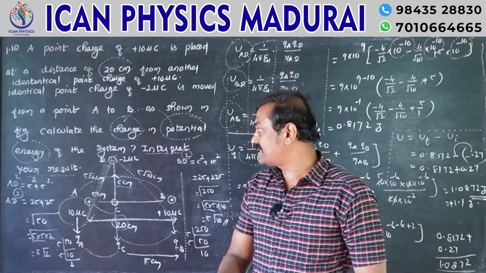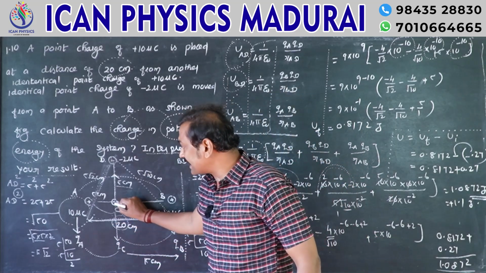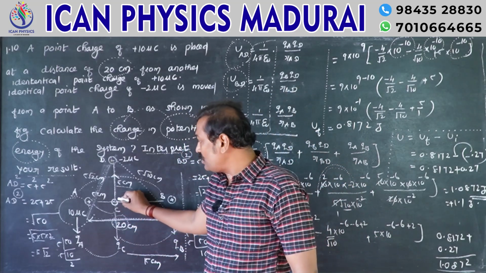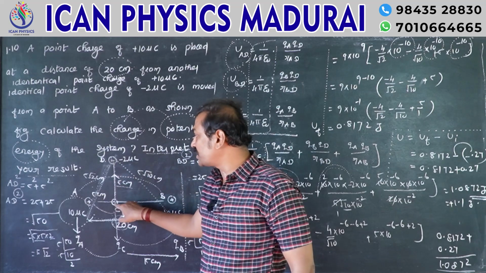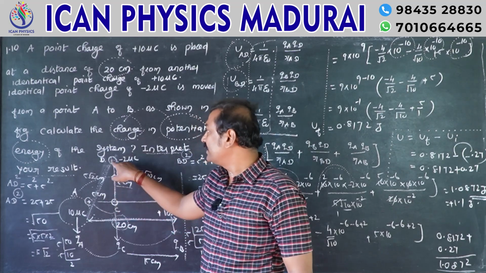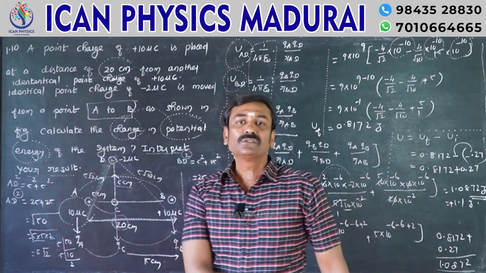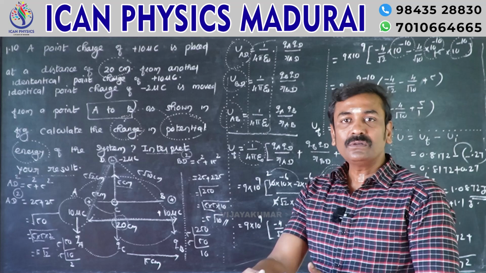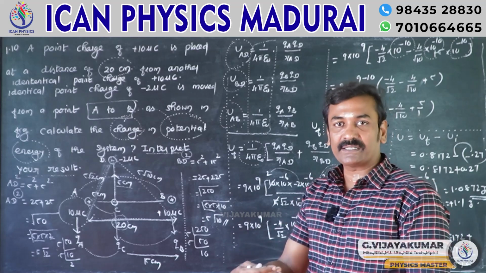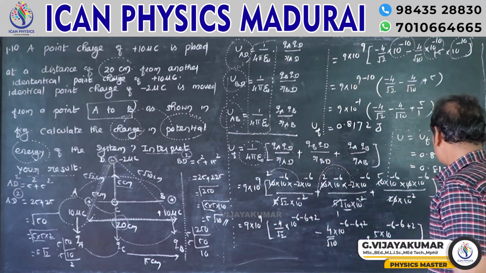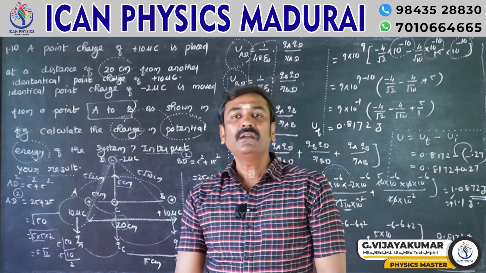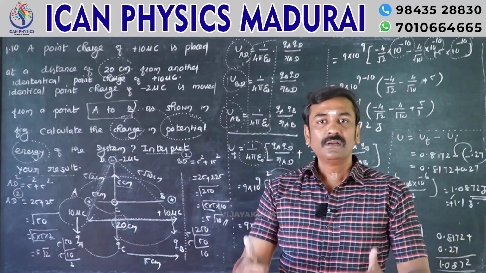It shows that external energy is required to move the -2 microcoulomb charge from C to D, or otherwise A to B. So from A to B, we have to do some external work. Why? Because it shows the positive symbol. Now do you get it now? Do you have any doubt? No doubt.